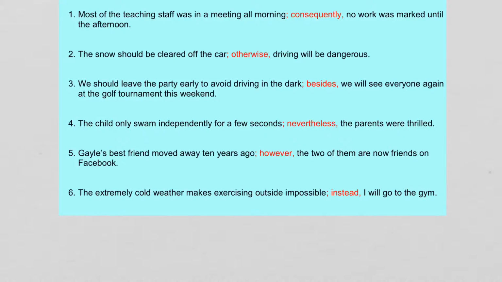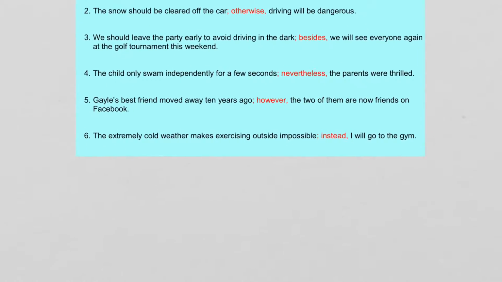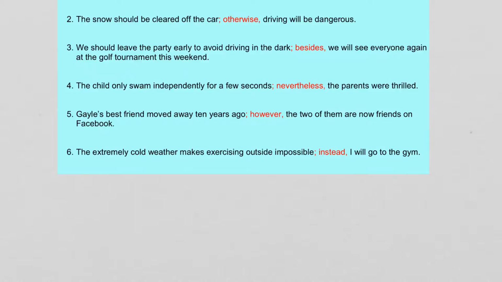Number 1, most of the teaching staff was in a meeting all morning, semicolon. Consequently, comma, no work was marked until the afternoon. Example 2, the snow should be cleared off the car, semicolon. Otherwise, comma, driving will be dangerous.